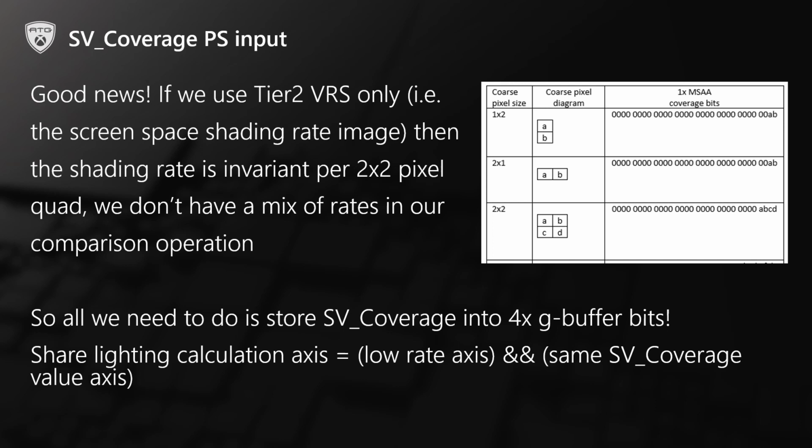So within our 2x2 pixel block, if we're only using tier 2 VRS, then we're not going to get a mix of shading rates. So the fact that different bits can mean different things for different shading rates doesn't affect us. So the comparison becomes extremely simple. We can share a lighting calculation if we have a low rate in that axis, whether it's horizontal, vertical or both, and we have the same SV coverage value, then we can share lighting calculations. So this is extremely fast and simple.